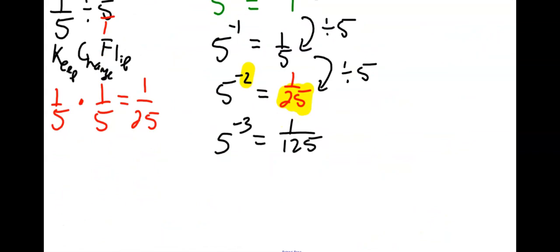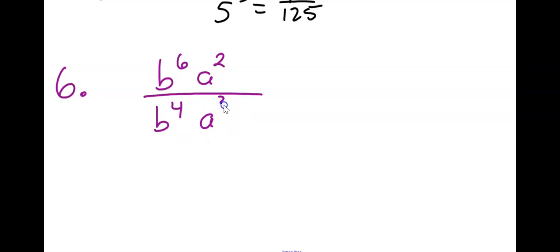Okay, so this would be example 6, or objective 6 when we go through these. Here's one where they're going to change it up so we've got just a little bit of something different. Maybe b to the 6th, a to the 2nd, over b to the 4th, and a to the 3rd.